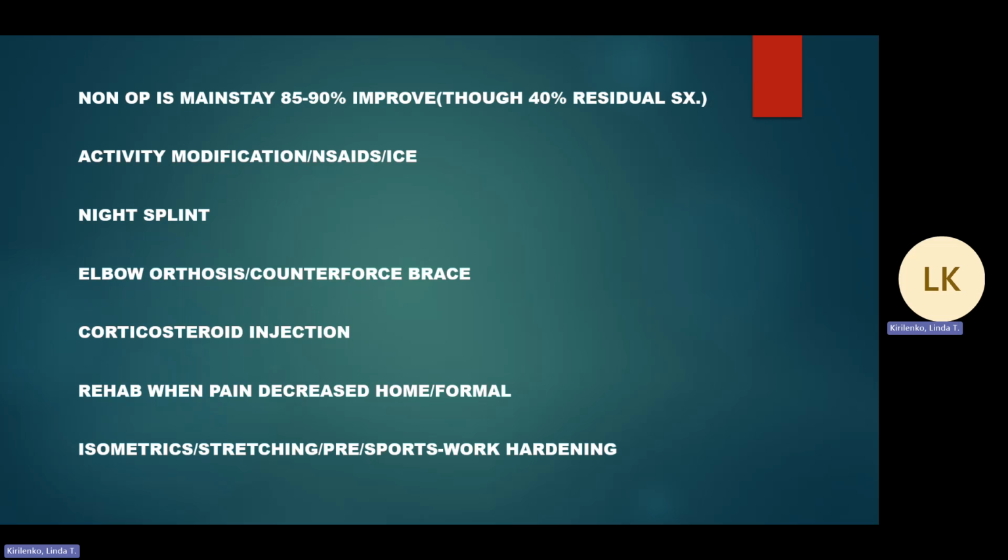Recommend anti-inflammatories, icing, activity modification, use of a cock-up wrist splint at night or during the day, counterforce elbow brace, and corticosteroid injection. When the pain is improved, you can consider therapy, either formal or at home. And if the patient is high demand, the therapy progression would really be isometrics and stretching to progressive resistance exercises, and then sports-specific or work hardening.